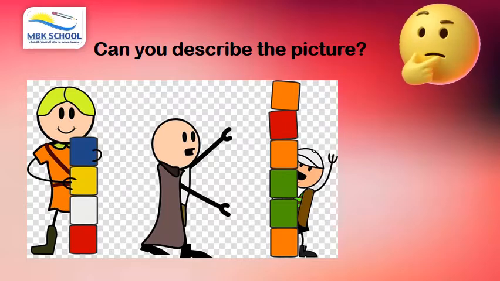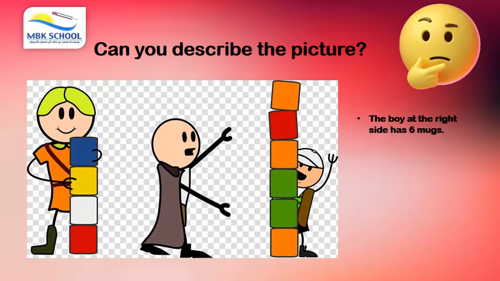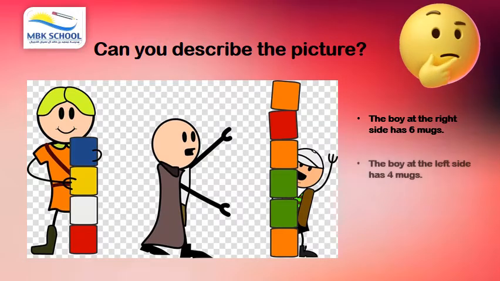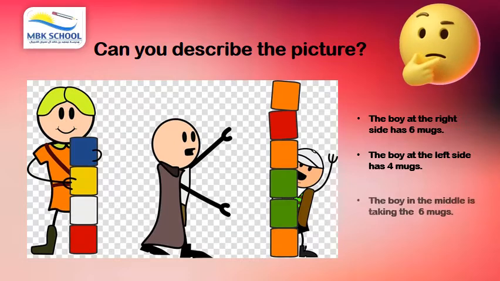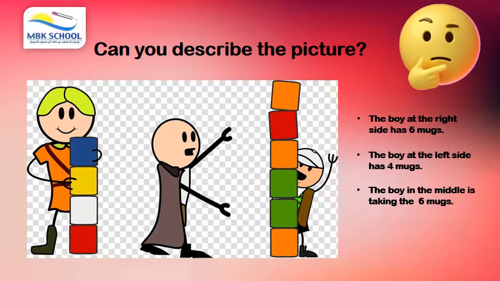All right. So the first thing you observe is the boy at the right side has 6 mugs. All right. Very good. That's correct. And the boy at the left side has 4 mugs. That's also correct. The boy in the middle is taking the 6 mugs. That's very correct as well.